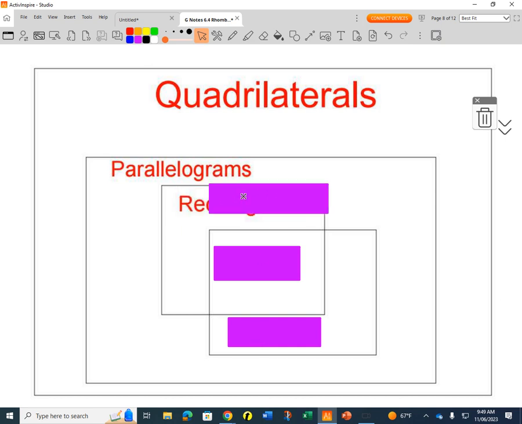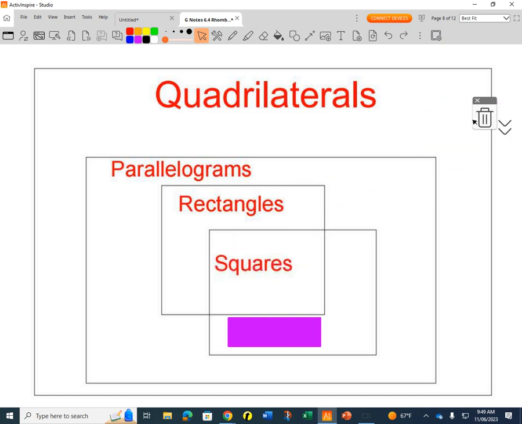The next rectangle includes all rectangles. So all rectangles are going to include all squares. So this rectangle is the squares. All squares are rectangles. And all rhombi are in the last rectangle.